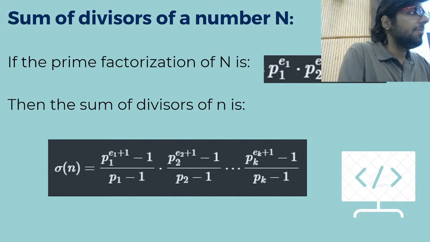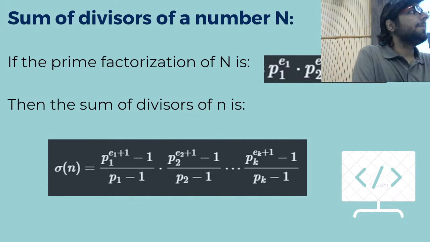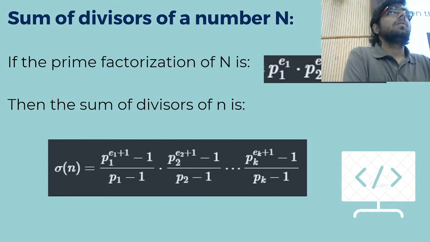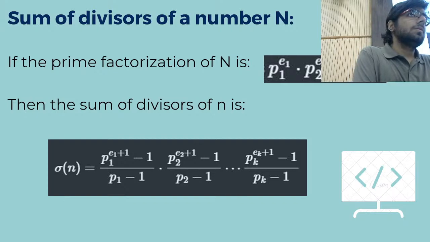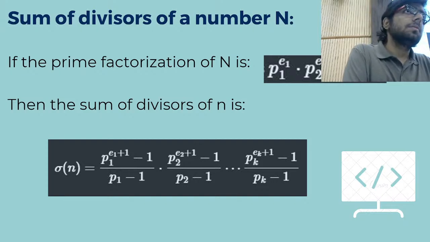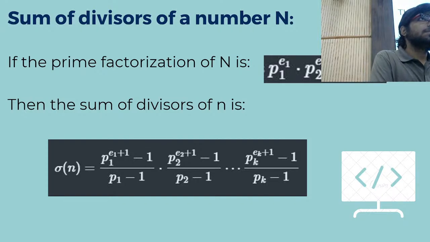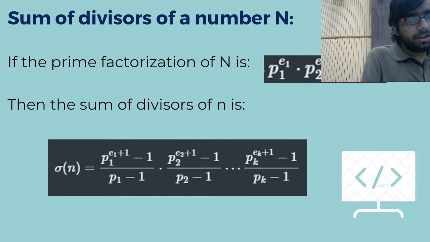Yeah, the formula is given, but still how does it come, anyone? You just write down 1 plus p1 plus p1 square, p1 cube, p1 power 4, p1 power 5, and then multiply with 1 plus p2, p2 square, and so on. So the multiplication will give the sum of all the factors. Yeah, that's correct. And that GP sum is represented as p power plus 1 minus 1 over p minus 1.